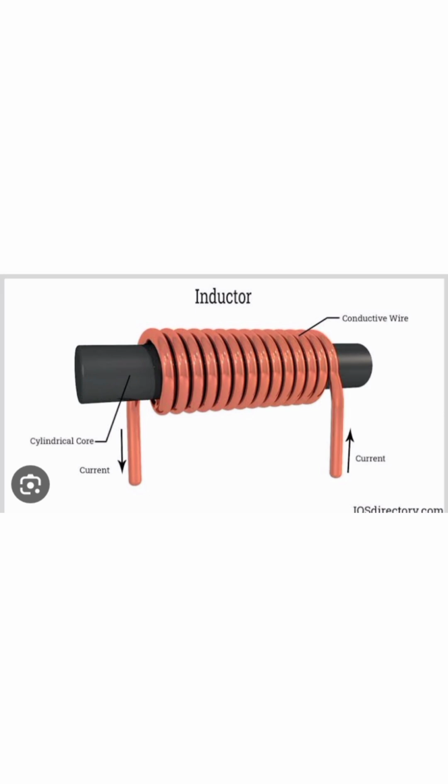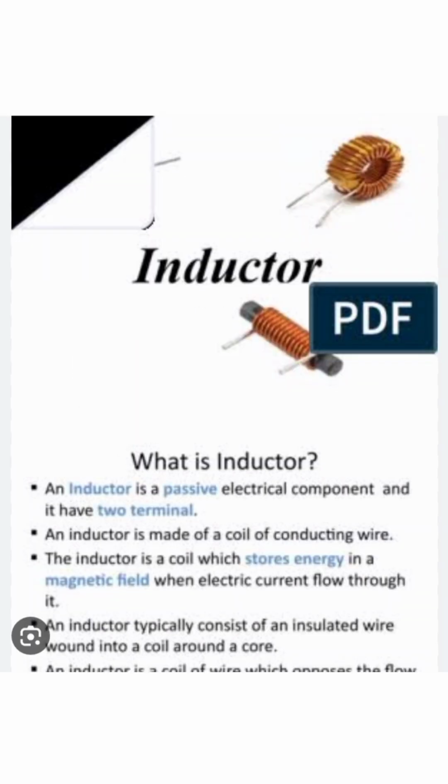And the next thing is the inductor. What is an inductor? It is an electronic component having two terminals, positive and negative, and it is a type of coil which stores energy in the form of a magnetic field. The unit of inductance is the Henry, and it is denoted by the symbol L.